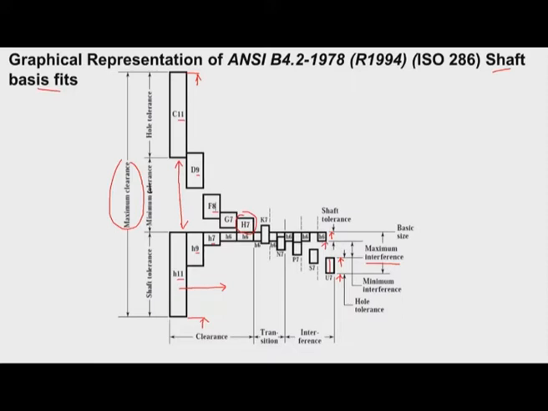And now the minimum size of the shaft is greater than the maximum size of the hole, hence we are getting the interference fit. Now this is the minimum amount of interference, and this gives us the maximum amount of interference. And again depending upon what type of hole and shaft combination we get, we can get the clearance fit, transition fit and interference fit.